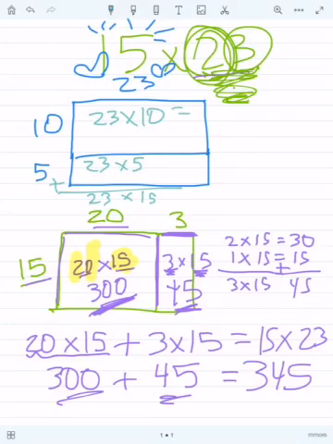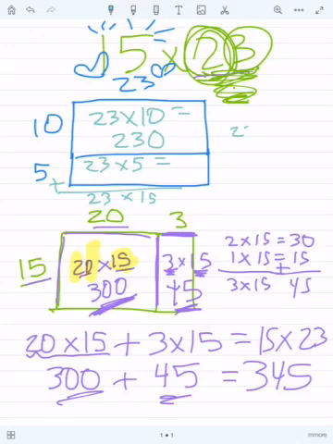So 23 times 10, well, that's 23 tens, or 23 with a 0 attached, 230. And then I'm going to have to do 23 times 5. And 23 times 5, solve any way you can.